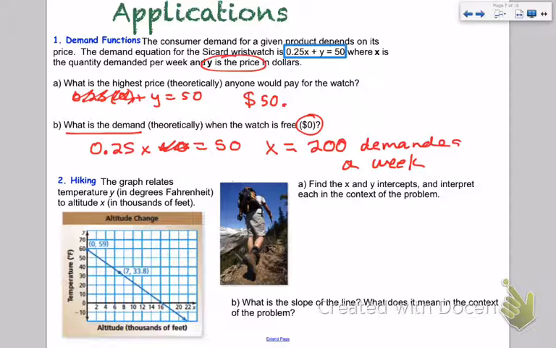All right, number 2 for A and B, we're talking about hiking. Find the x and y intercepts and interpret each in the context of this problem. So let's look at our x-intercept. It is right here where it touches the x-axis, and that is 16, 0. What does our x-axis mean? Thousands of feet. At 16,000 feet, the y, which is temperature, is 0.